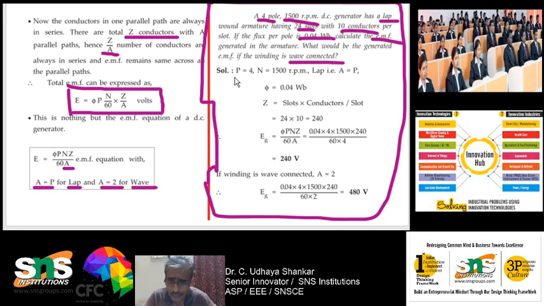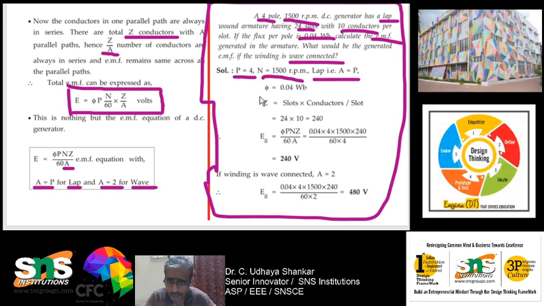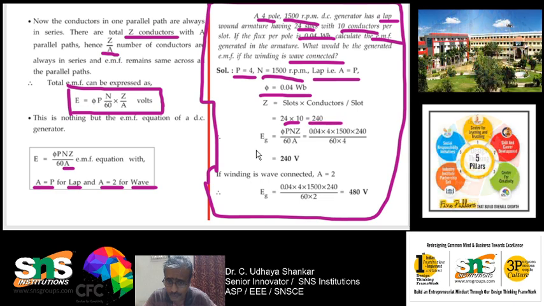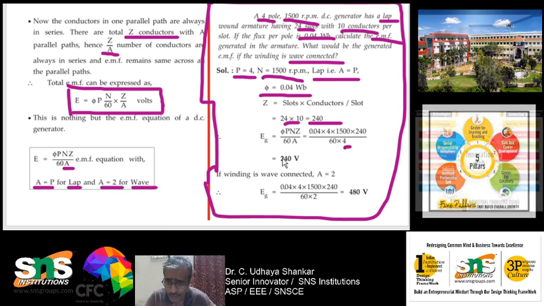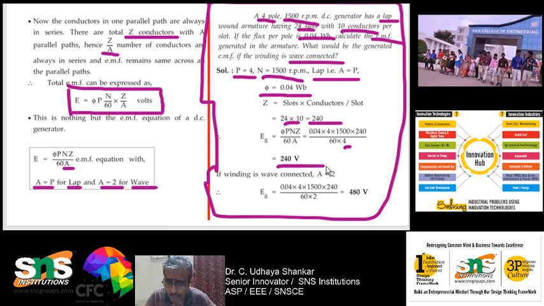First you write the given data. Number of poles P equal to 4, N equal to 1500 rpm. For lap winding, A equal to P. Phi is given as 0.04 Weber. What is Z? Z is the number of slots times the number of conductors per slot, so 24 into 10, which is 240. Finally you substitute into phi Z N P by 60A. A is the number of poles, that is 4, so I substitute 4 and finally I get the generated EMF as 240 volts.